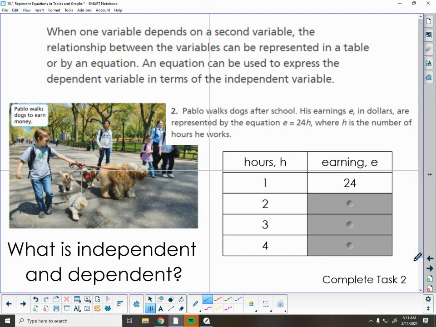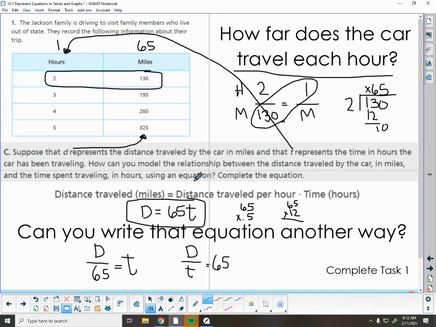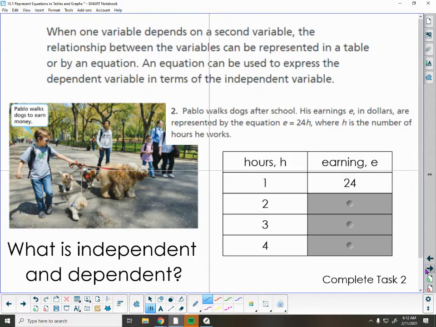Okay, so this one tells us that when one variable depends on the second one, the relationship between the variables can be represented by a table or an equation. So just like we made an equation back here, where one depended on the other, we have this table. Here's our X numbers, here's our Y. We can show that the same thing is happening. This is a constant rate here. So an equation can be used to express these.